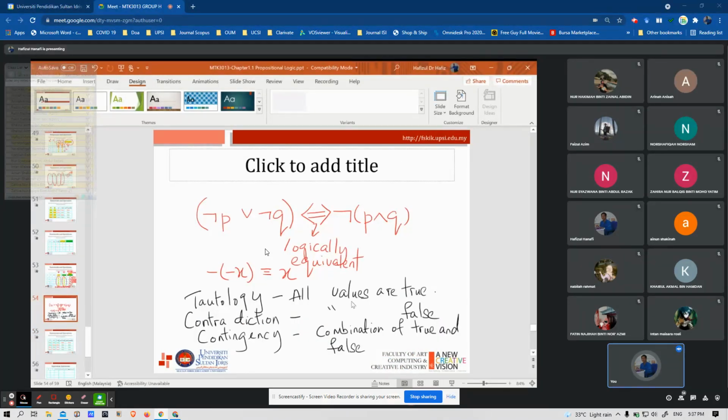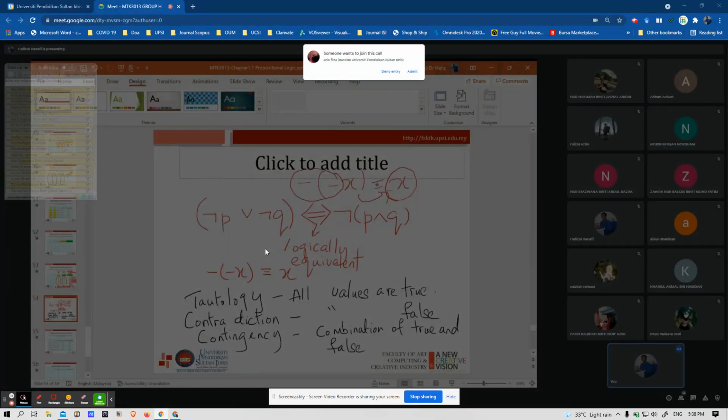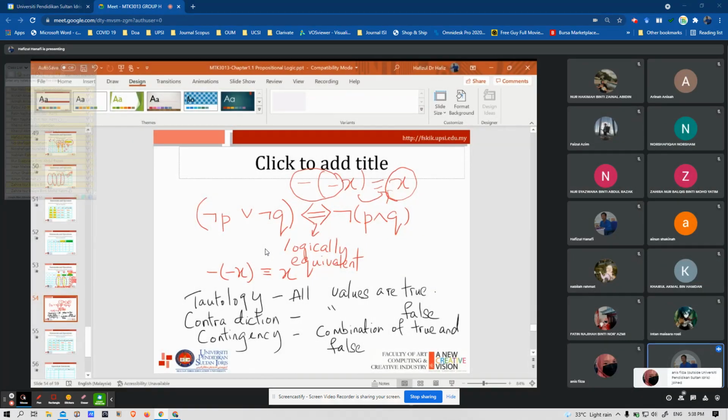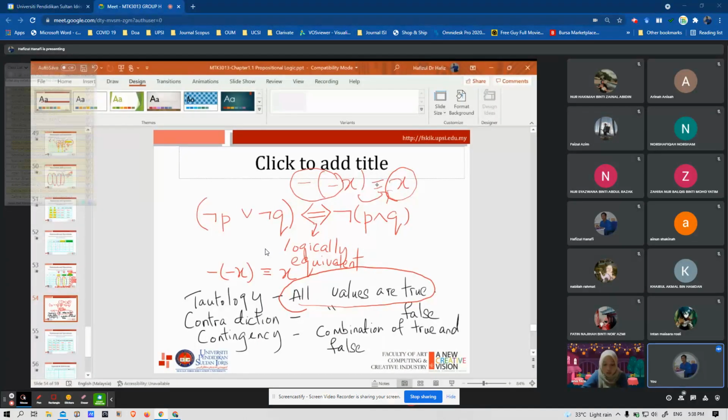Okay, and then here we have a logically equivalent. Also the same if you have a negation and negative x, we can have x because negative and negative becomes a positive. And for the positive values, we do not write the positive sign. Okay, and then tautology, all the values are true. This one I have discussed. Secondly, if all the values are false, it is a contradiction. Okay, contradiction, I have explained.